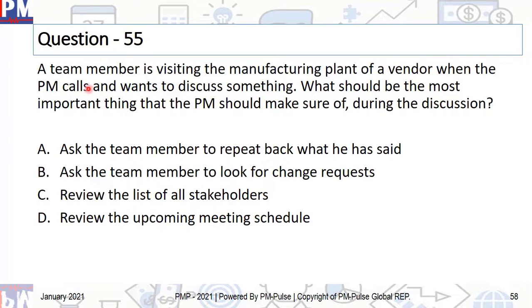Question number 55. A team member is visiting the manufacturing plant of a vendor when the PM calls and wants to discuss something. What should be the most important thing that the PM should make sure of during the discussion? A. Ask the team member to repeat back what he has said. B. Ask the team member to look for change requests. C. Review the list of all stakeholders. And D. Review the upcoming meeting schedule.